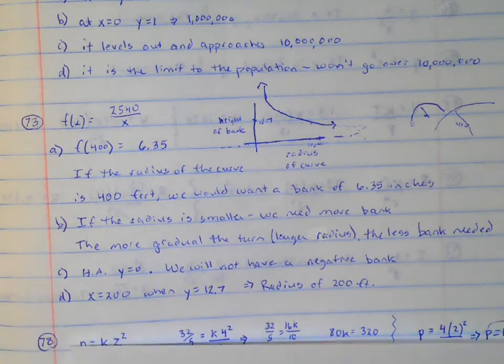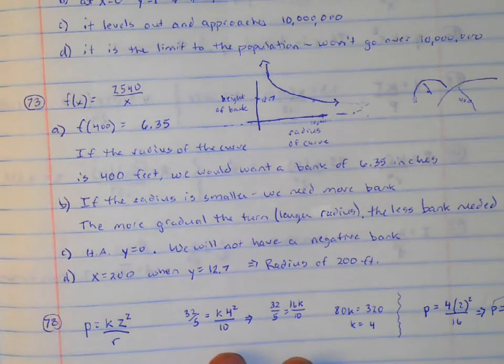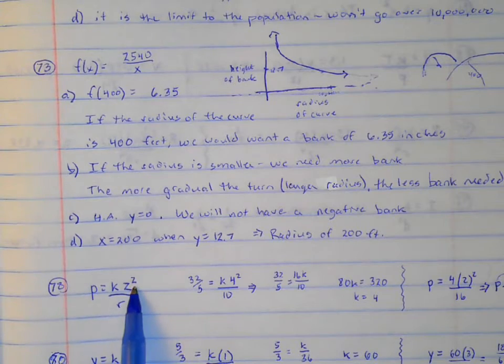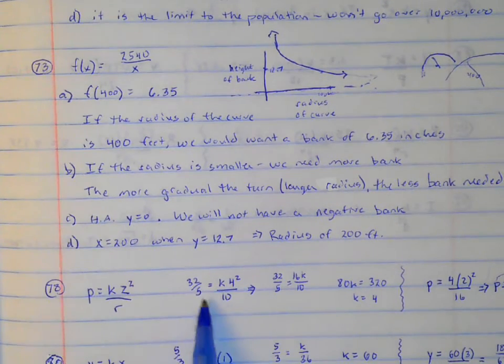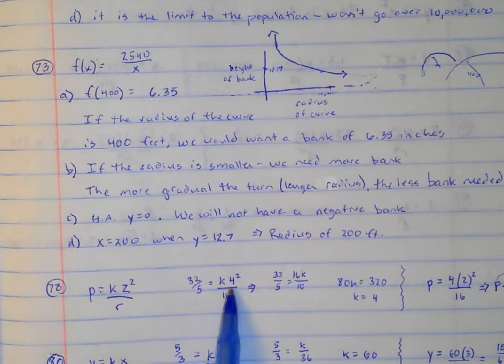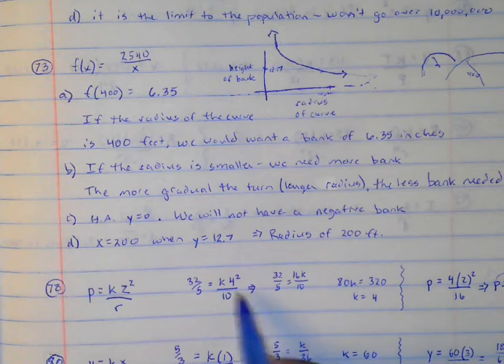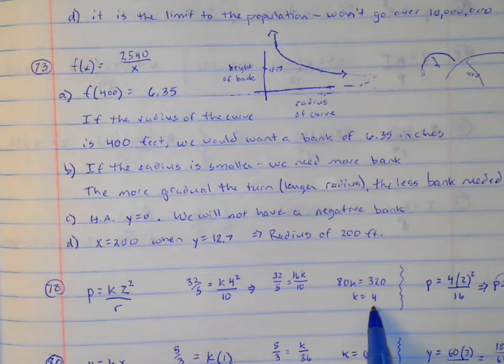Okay, 78 gets into the direct and inverse and joint variation stuff. So it says p varies directly with the square of z, and inversely with the radius. So then it gives us some values. It says that p is this, r is this, and z is this, so you put those numbers in there. And what I did was I used cross multiplying, so that times that is equal to that times that, and solve to get k is equal to 4.